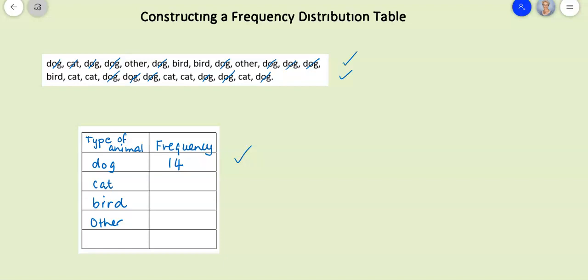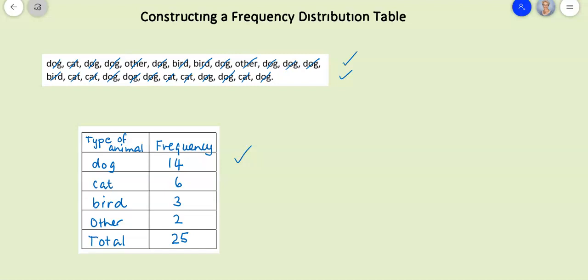Now let's check with cats. We have 1, 2, 3, 4, 5, 6. 6 cats. Now what about birds? We have 1, 2 birds, 3 birds. And finally, other, we have 1, 2 of those. Now, down the bottom, we have our total. If I add all my frequency numbers together, I get 25. This tells me I have 25 pieces of data here.